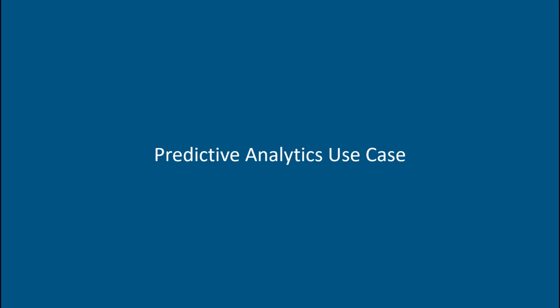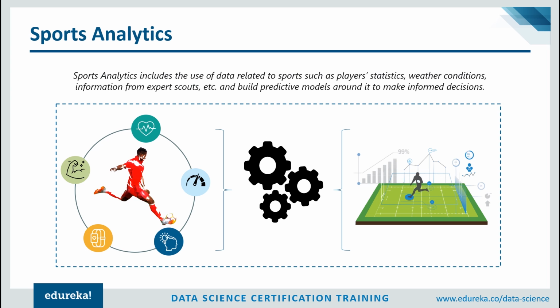Now let's try to understand predictive analytics with the help of a real world use case. The first question here is, what is sports analytics? Sports analytics includes the use of data related to sports such as the players' statistics, weather conditions, information from expert scouts, and so on to build a predictive model around it to make informed decisions. So what you're going to do here is study the data about each player and predict how well the player plays during particular humidity conditions or weather conditions.